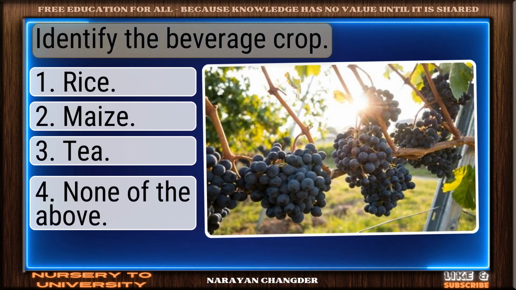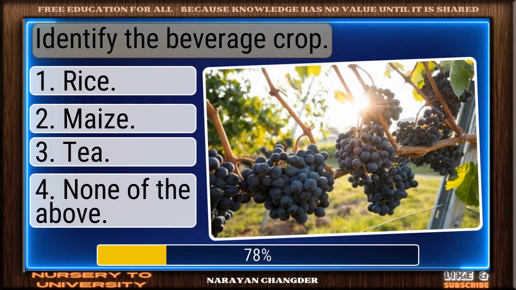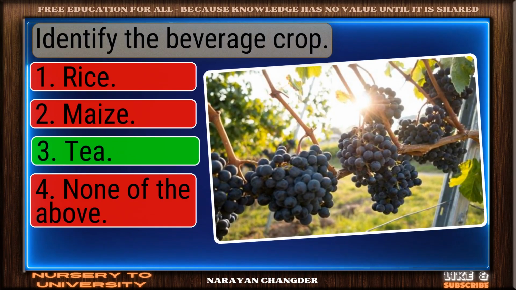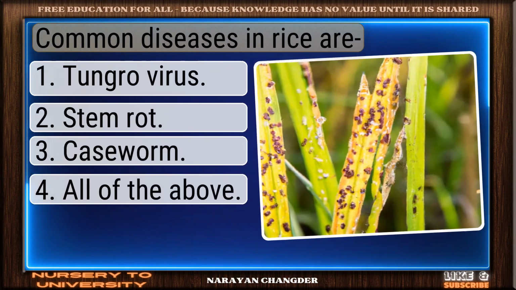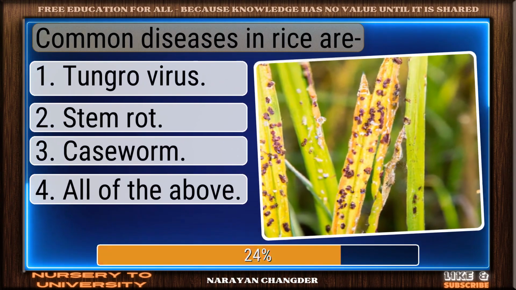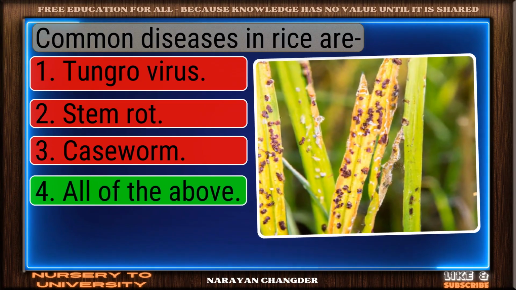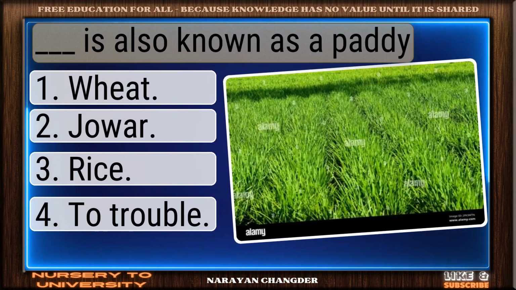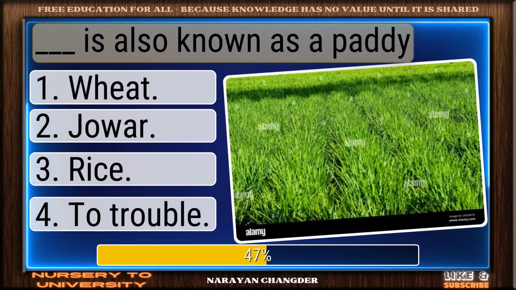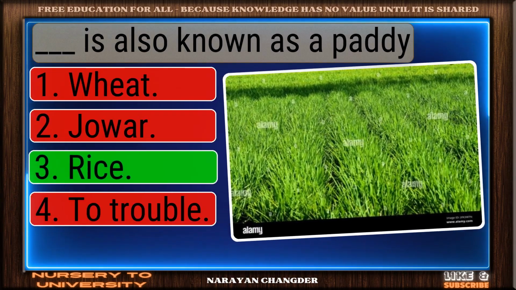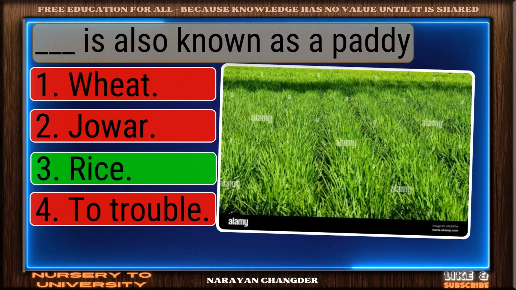Identify the beverage crop. Excellent. Tea is well reasoned. Common diseases in rice are... Good job. All of the above works well. Dash is also known as paddy. Good thinking. Rice is right.